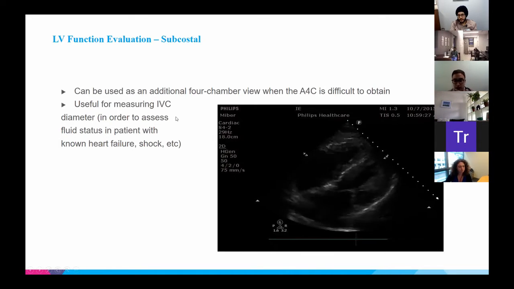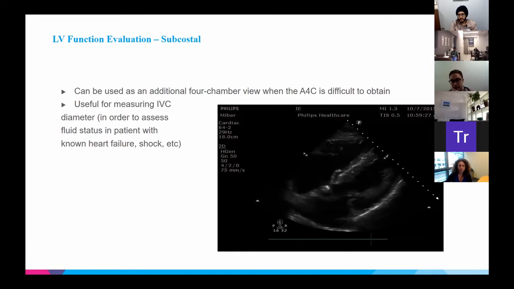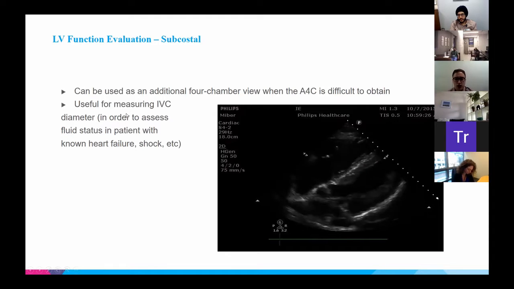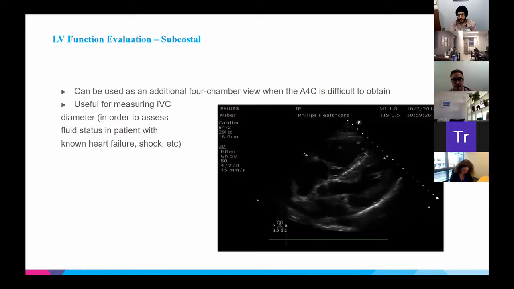So if the IVC is plump and the patient has a very reduced appearing LV function, but they're hypotensive, that could be indicative of a patient with cardiogenic shock, for instance. Or if someone has a reduced EF and a plump IVC and they're short of breath, maybe they're volume overloaded and might need some diuresis. So this is really just the rundown of LV function assessment at the bedside.